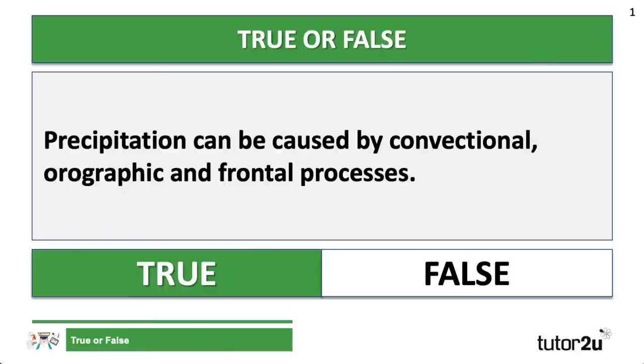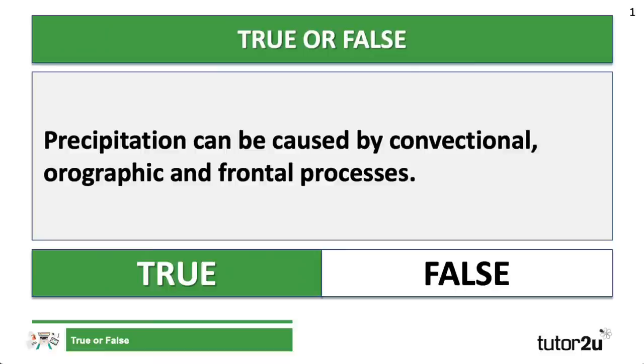Precipitation can be caused by convectional, orographic and frontal processes. So lots of good geography terminology there, as Catherine was suggesting, good to use in your answers. I'll read that again. Precipitation can be caused by convectional, orographic and frontal processes. Is that true or false?